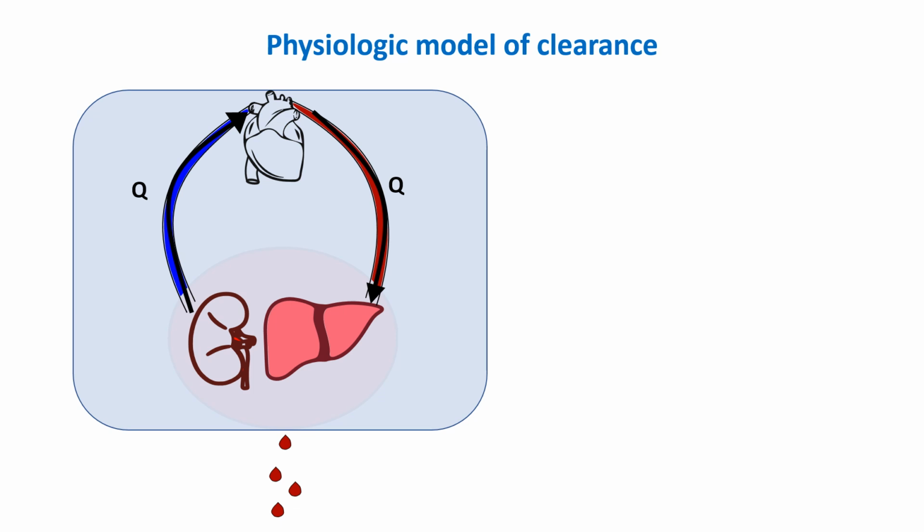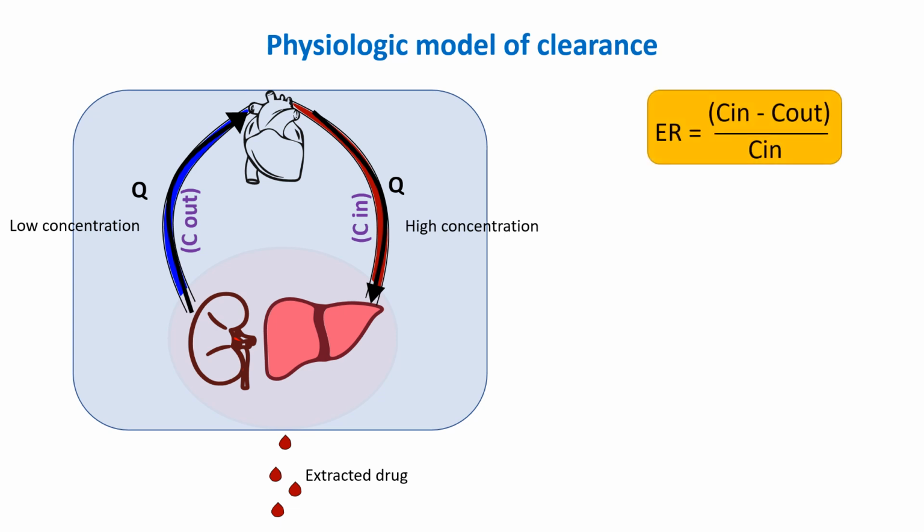Once the drug reaches the organ, it metabolizes or excretes the drug. This means that the concentration of drug in the blood leaving the organ of elimination is less than the blood entering it. The fraction of drug that is extracted by the organ during a single passage through the organ is called extraction ratio. Extraction ratio is calculated as ER is equal to C inflow minus C outflow divided by C inflow, where C inflow is the drug concentration entering the organ and C outflow is the concentration leaving the organ.